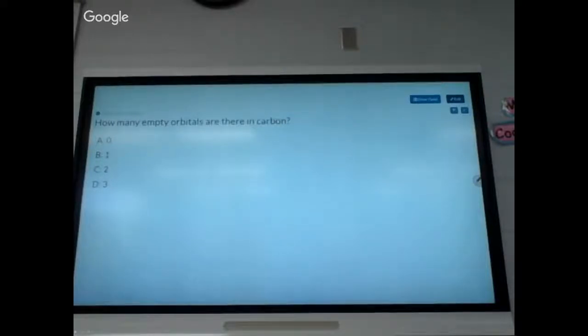How many empty orbitals are there in carbon? Is there an answer? There is not. For most of you, it would involve drawing it. Some of you may be able to do it without drawing it. I'm guessing. Hold on. Some people are drawing it, so rest your arms.